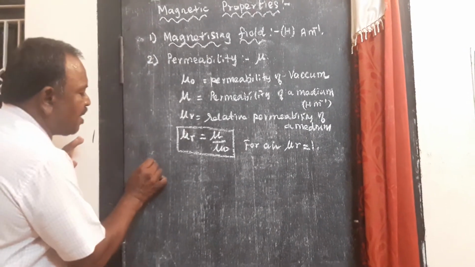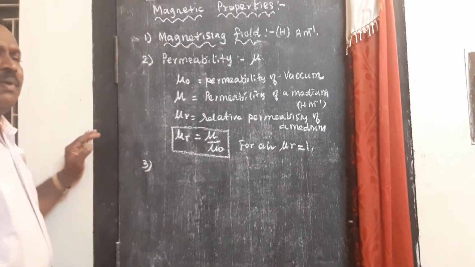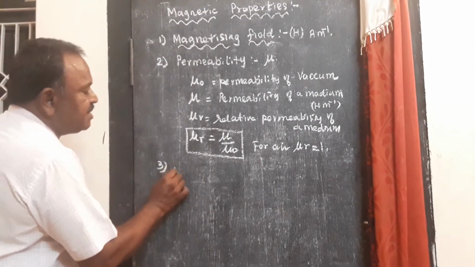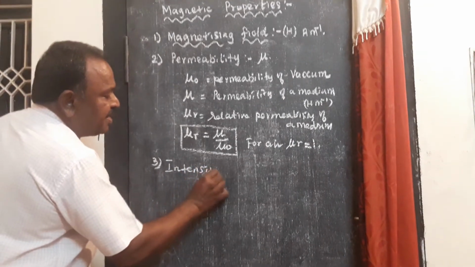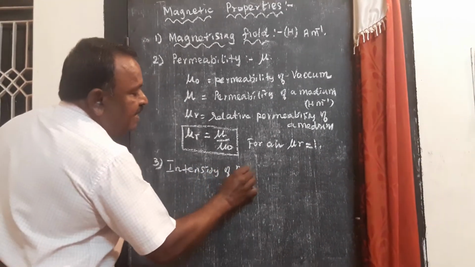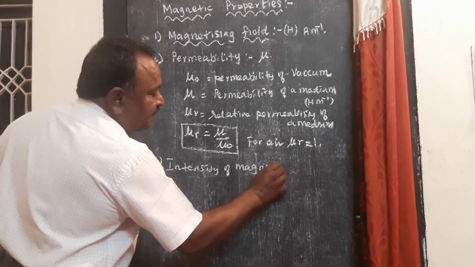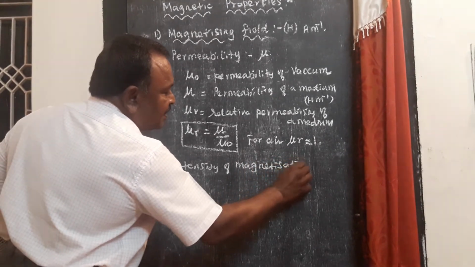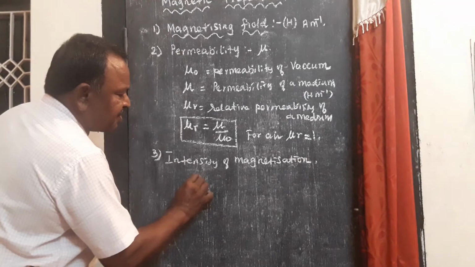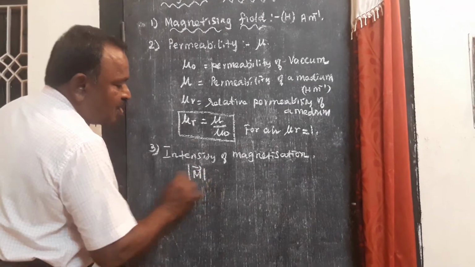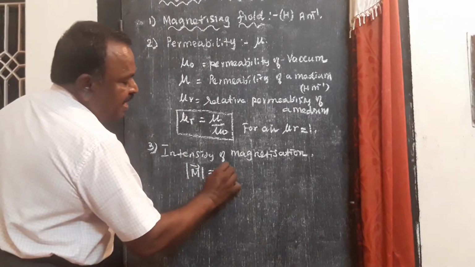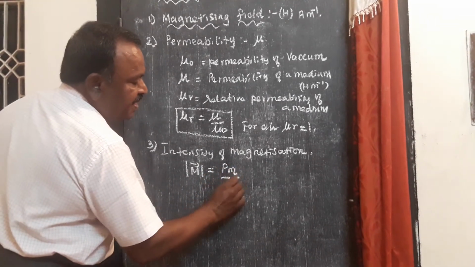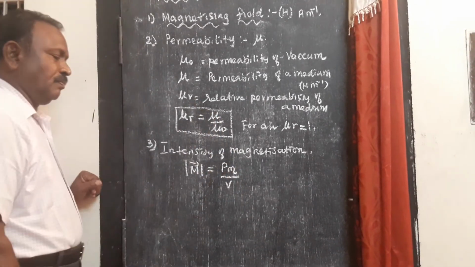The third magnetic material property is intensity of magnetization. Intensity of magnetization is given by modulus of I vector. This is equal to magnetic moment per unit volume.